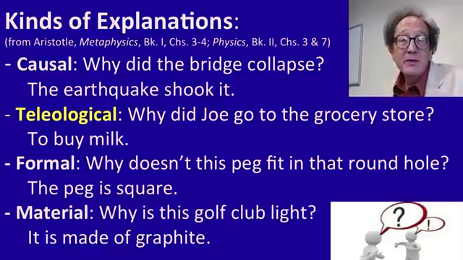The third type of explanation is formal. Why does this peg not fit into this hole? And the answer is because the peg is square and the hole is round. That's why it doesn't fit in the hole, and that explains it. That helps you understand why it didn't fit.